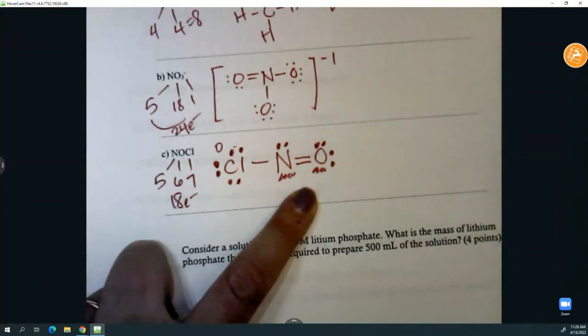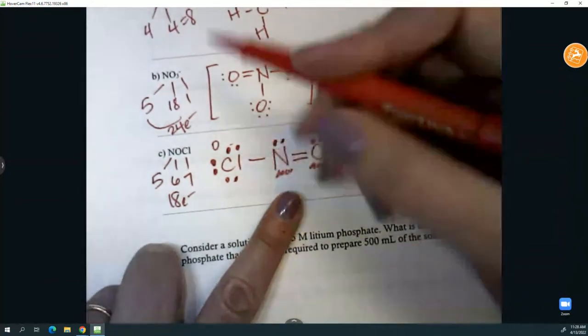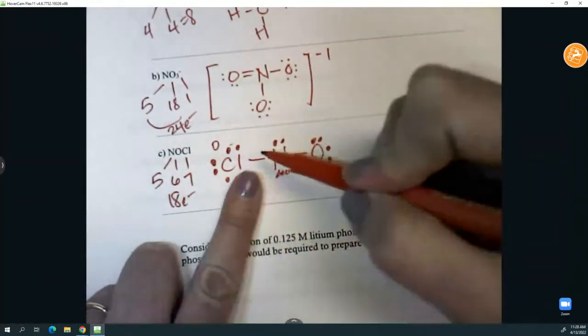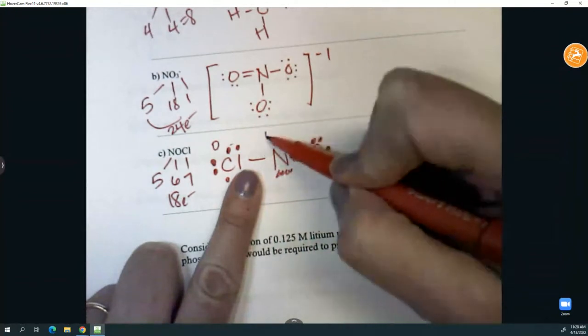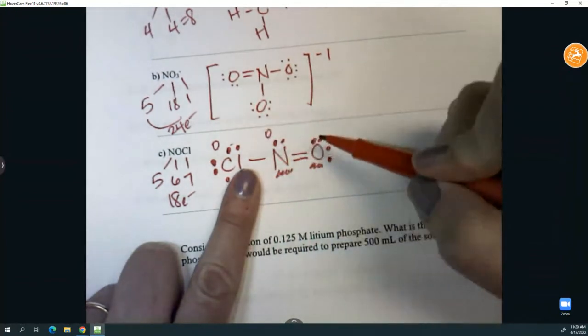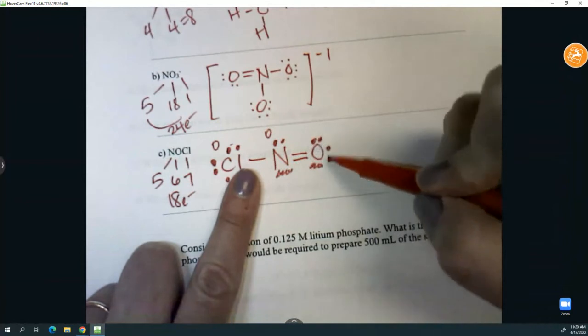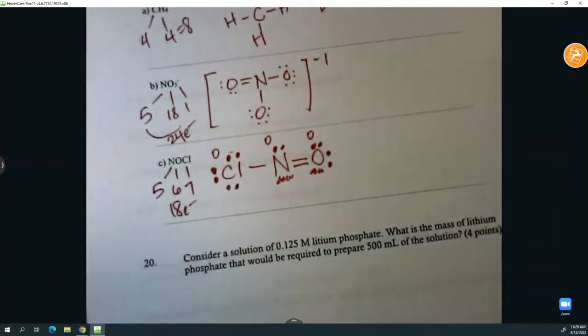So this is the right number of electrons. How about formal charges? Chlorine, this is 0, as I said. Nitrogen, 5 minus 1, 2, 3, 4, 5. That's 0. And oxygen, 6 minus 1, 2, 3, 4, 5, 6. So this is all zeros. I don't have to try anything else. Looks perfect. Octet rule is obeyed. Correct number of total electrons, all 0 formal charges. This is great.